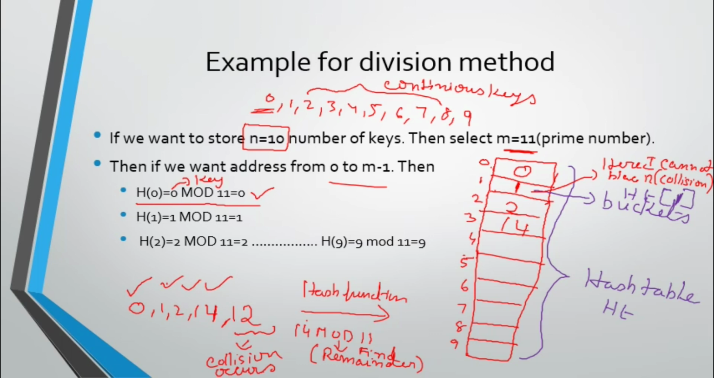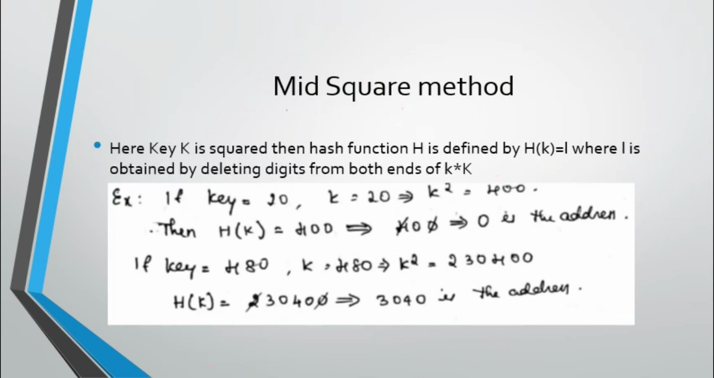Okay, for when we try to insert, a collision had occurred, and this is a hash function. Using a hash function in this way is called the division method. Next one is the mid square method.